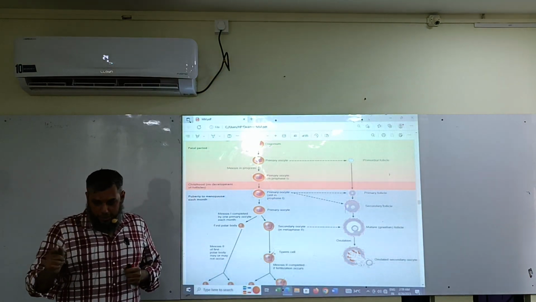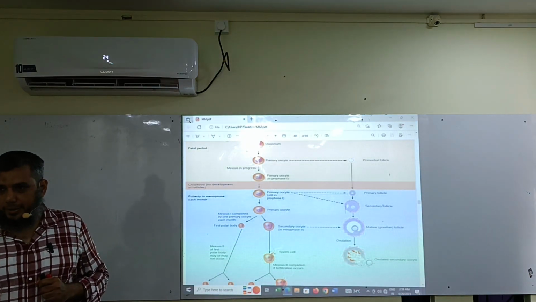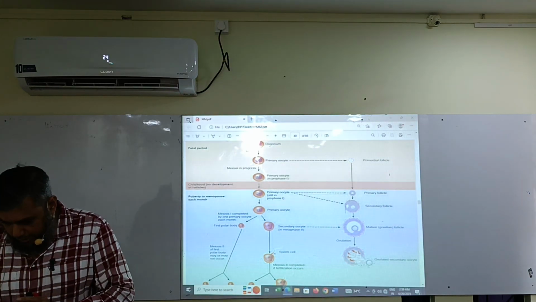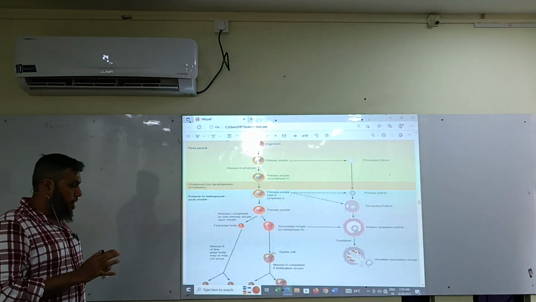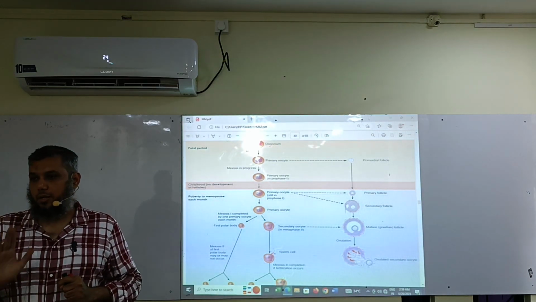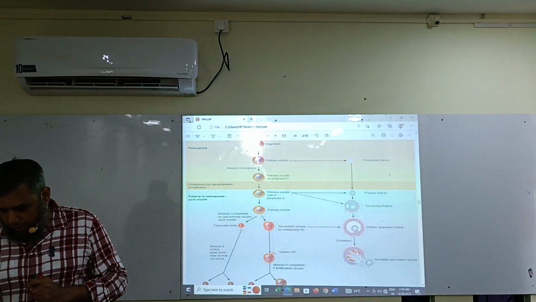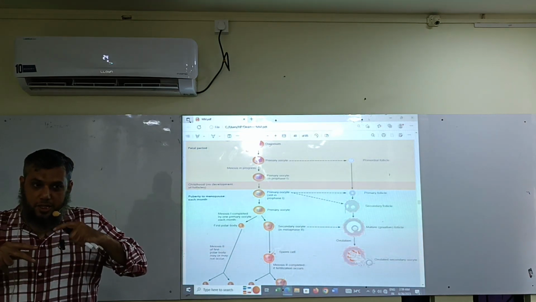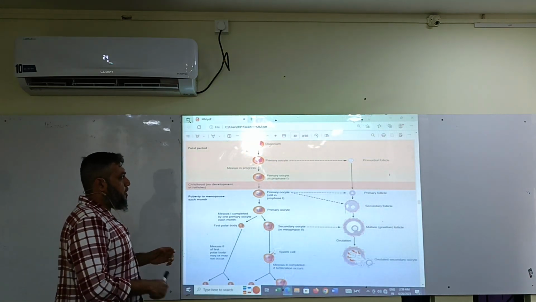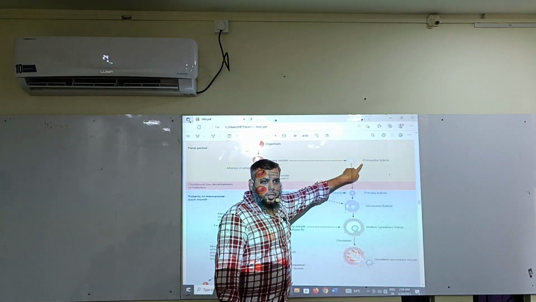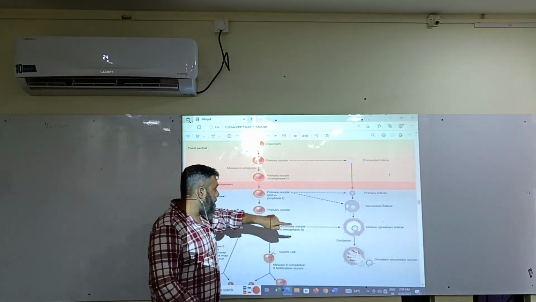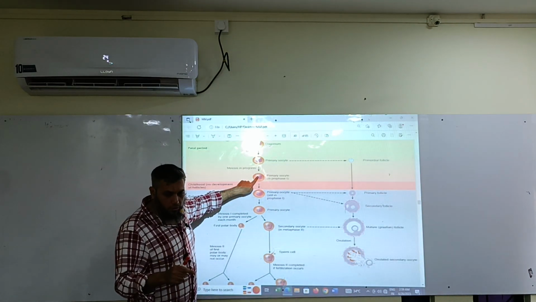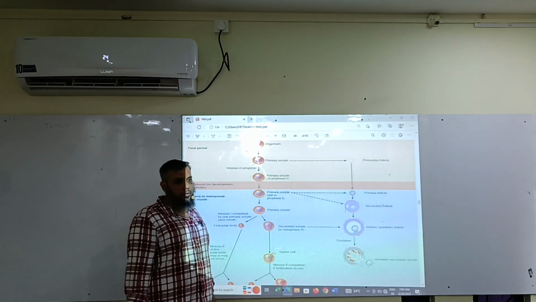And now the primary oocyte begins its meiosis. But it gets arrested in prophase 1 of meiosis 1. So when a girl child is born, she is having primordial follicles with primary oocytes arrested at prophase 1 of meiosis 1.